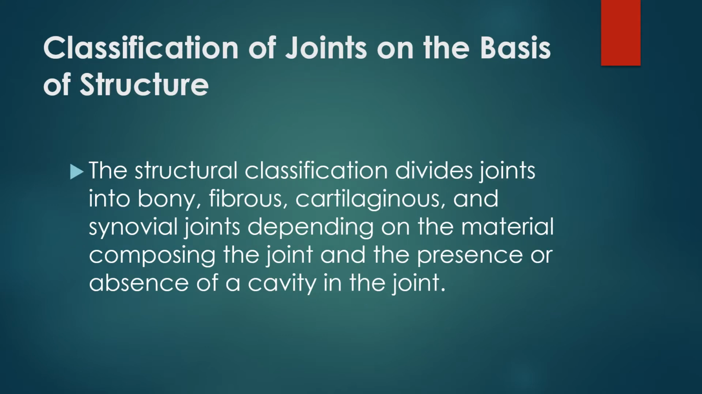Classification of joints on the basis of structure. The structural classification divides joints into bony, fibrous, cartilaginous, and synovial joints, depending on the material composing the joint and the presence or absence of a cavity in the joint. These are also classified structurally by the type of tissue that binds the bones at each junction.